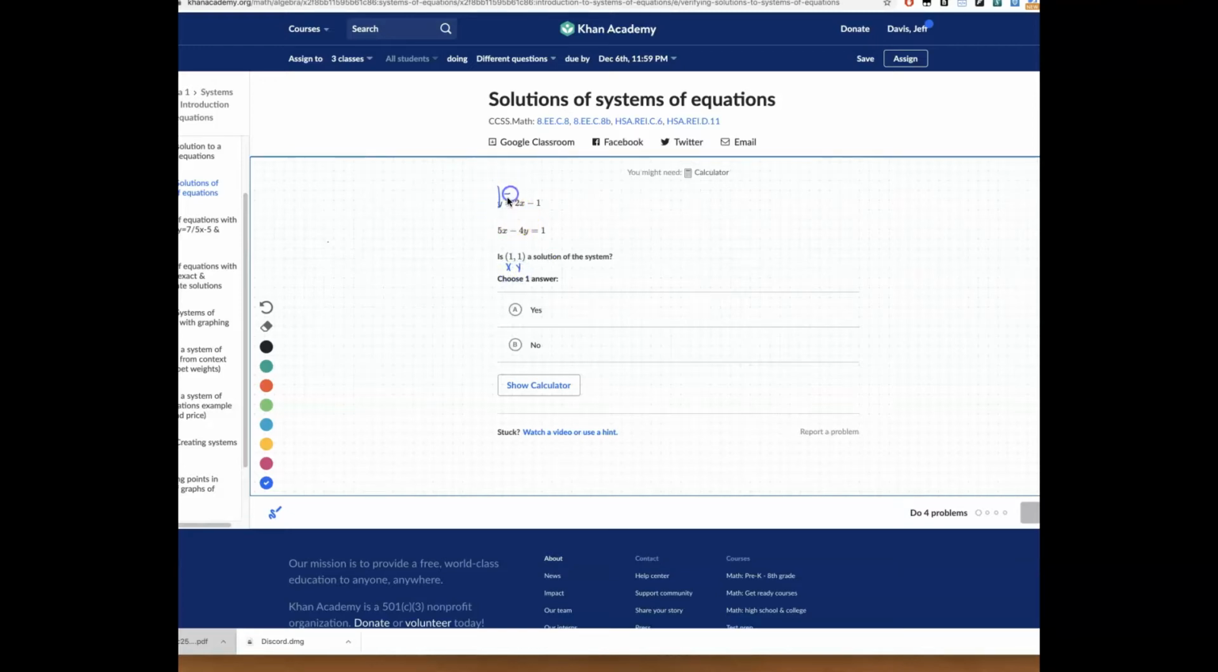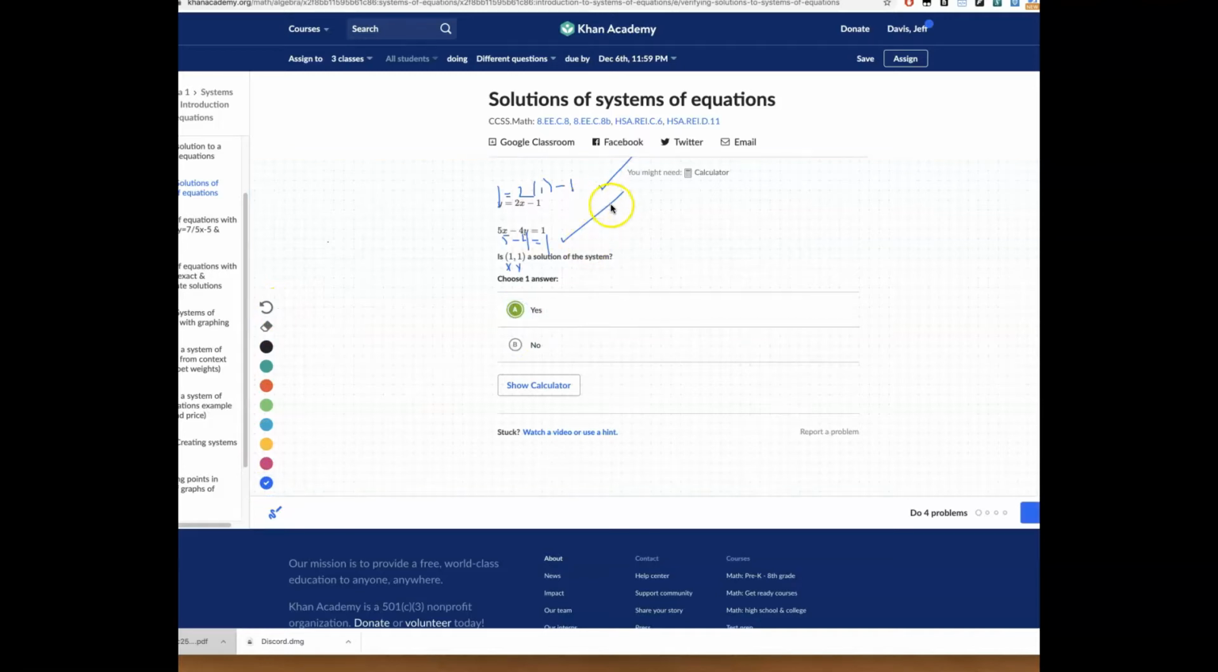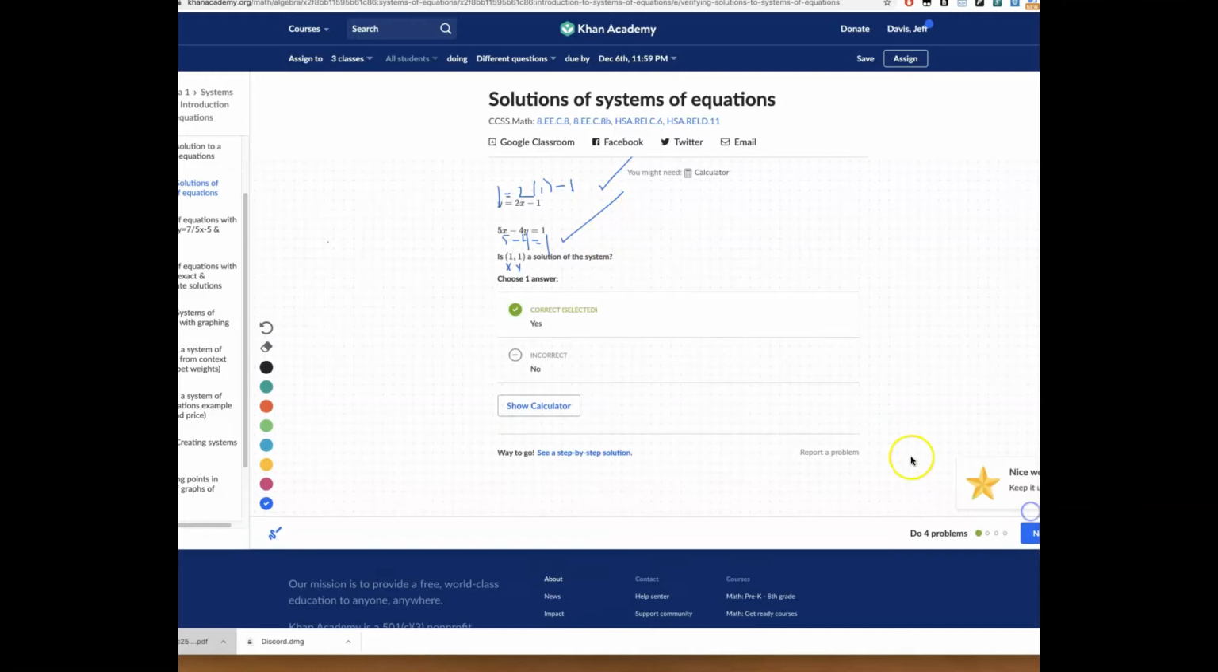So like in the top one, we see 1, plug in 1 for y. We're going to plug in 1 for x also. So 1 equals 2 times 1 minus 1. Well, that's true. Down here, 5 times 1 is 5, minus 4 times 1 is 4. That equals 1 also. That's true. So then it is a solution because it made them both true. If it made either one of them false, it would not be a solution.